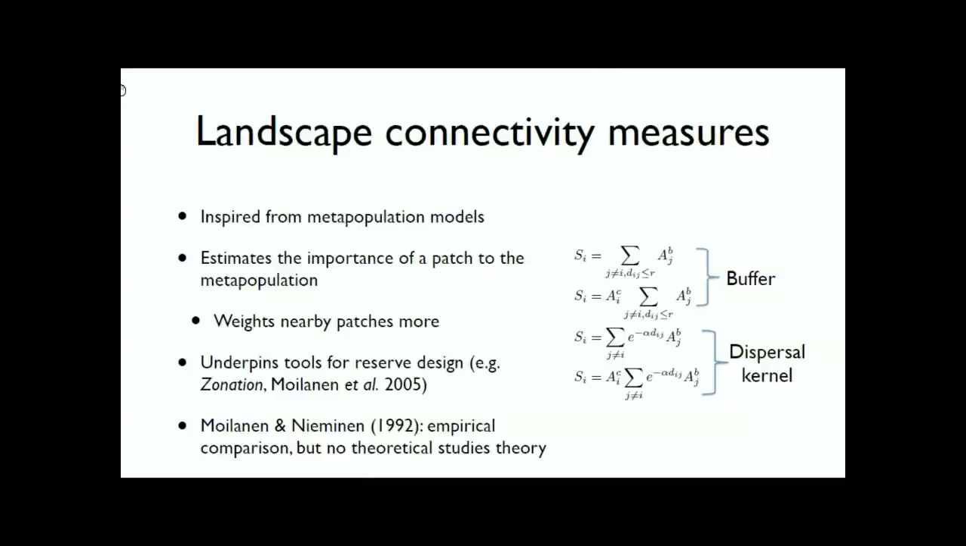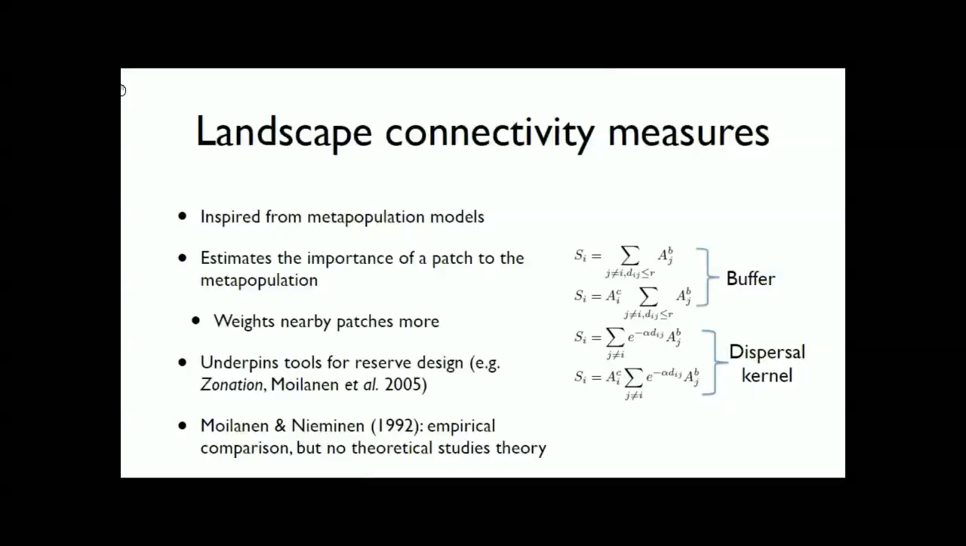What these do is they say, for each patch i, you look at the quality of other patches j nearby, and then the connectivity is a kind of weighted sum of these qualities of all the other patches. It can either be that you sum just all the patches within a certain distance, so less than R, or you can weight them by this exponential, which is meant to represent a dispersal kernel. This kind of formula comes from metapopulation modeling, and it looks rather like the colonization rate for a metapopulation model. So the idea then is to say, well, this kernel here should be the same thing as the dispersal kernel.